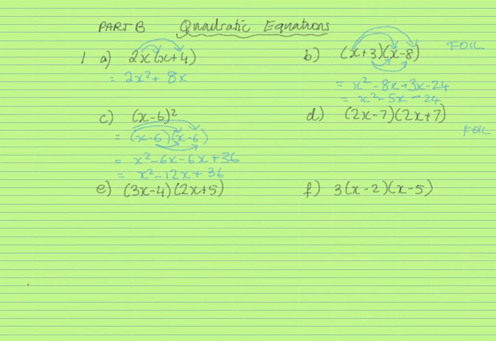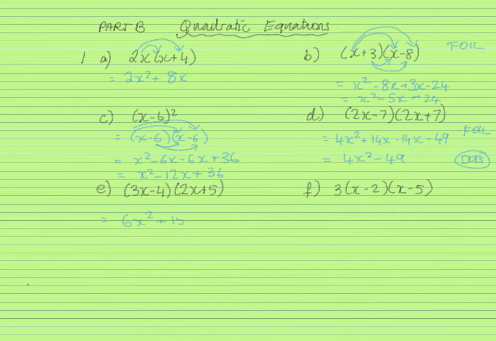The next one, you can see that it's actually a difference of two squares. You've got two brackets and one's a minus and one's a plus. So you could actually do the shortcut, but I'm going to use FOIL. And so I end up with 4x squared plus 14x minus 14x minus 49. And I end up with 4x squared minus 49. And just noting that it is a difference of two squares, and that's why we lose the middle terms.